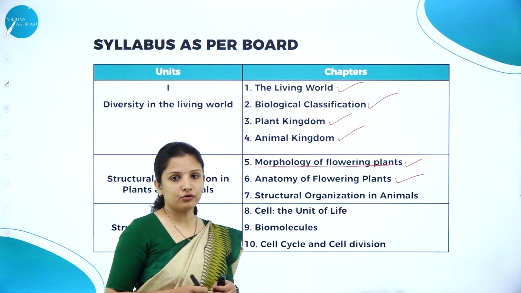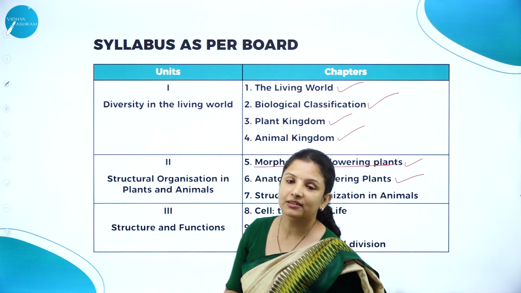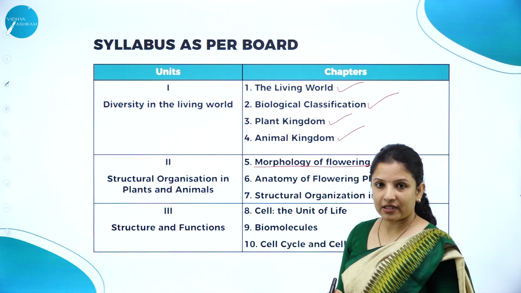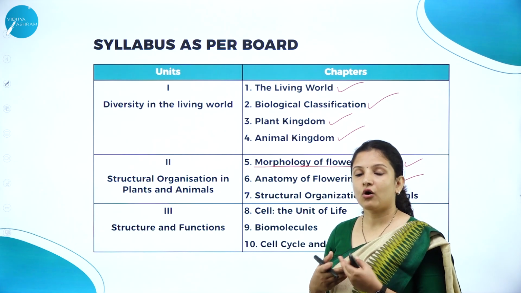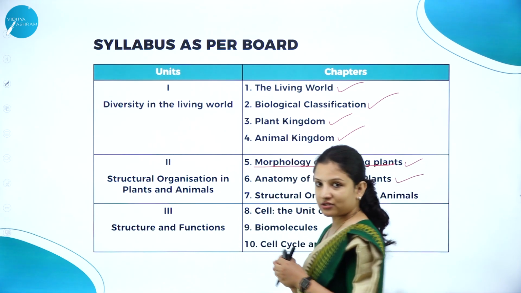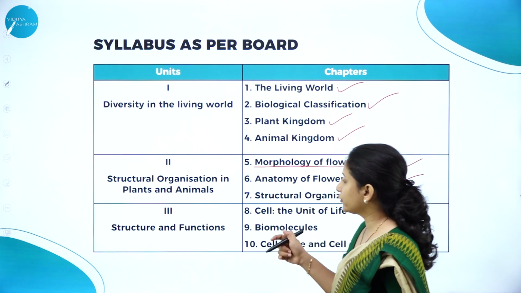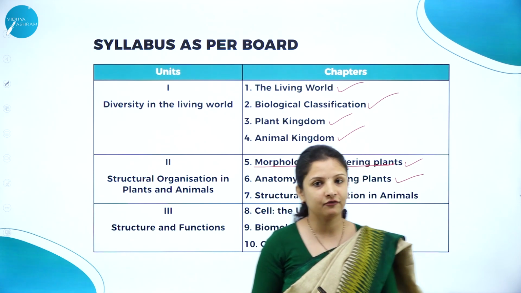Next, you'll move on to animals, wherein you'll study structural organization in animals. That is the different structures of animals, their muscles, how they look, and all that you'll study under this. Next is, because you know the structure now, you need to know their functions. Therefore, moving on to unit 3, that is structure and functions.